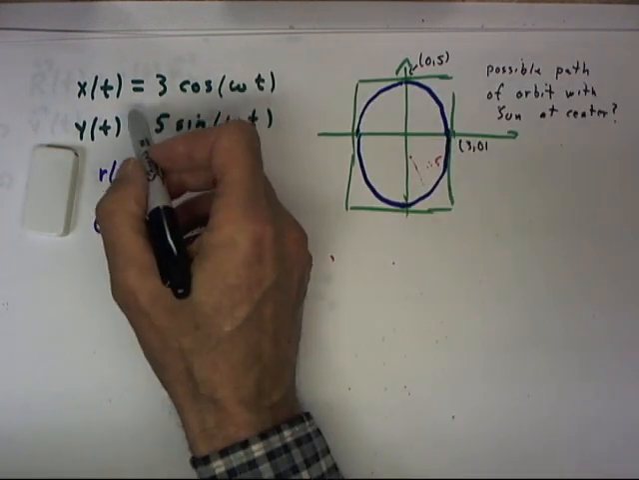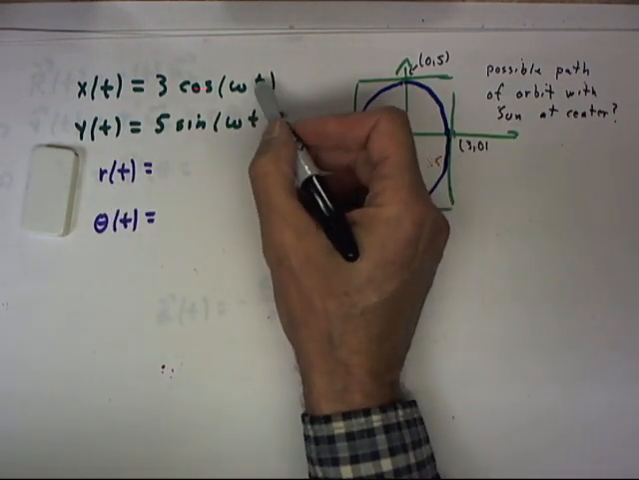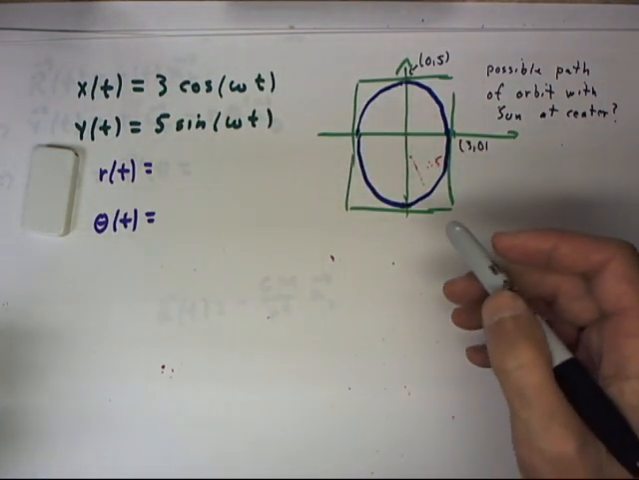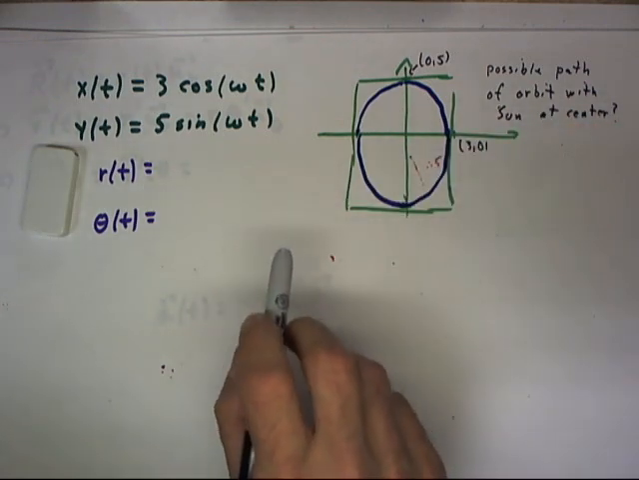I asked the question, is this a possible path of an orbit with the sun at the center? Now, we haven't specified the units of the 3 or the 5, and we haven't specified the units of omega or t. So it's entirely possible that this might be the path of an orbit with the sun at the center.